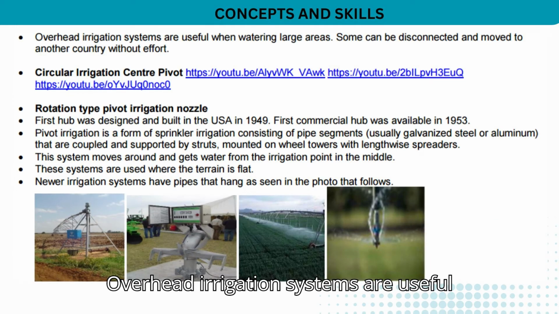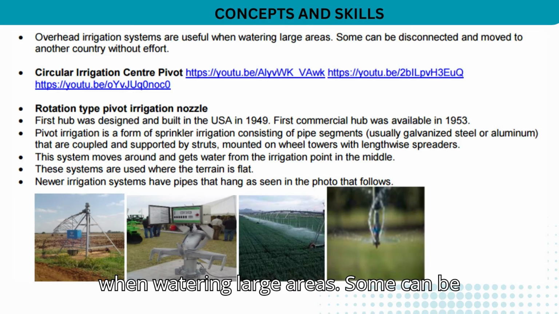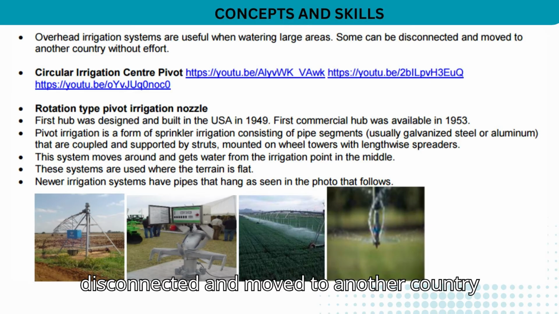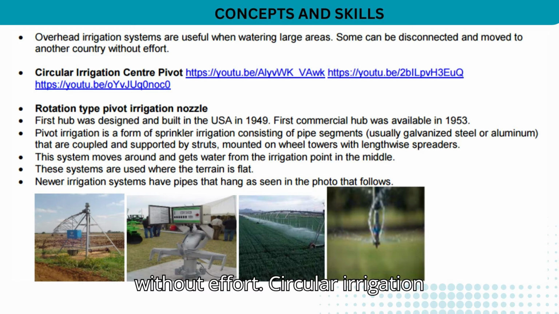Overhead irrigation systems are useful when watering large areas. Some can be disconnected and moved to another location without effort. Circular Irrigation Center Pivot.